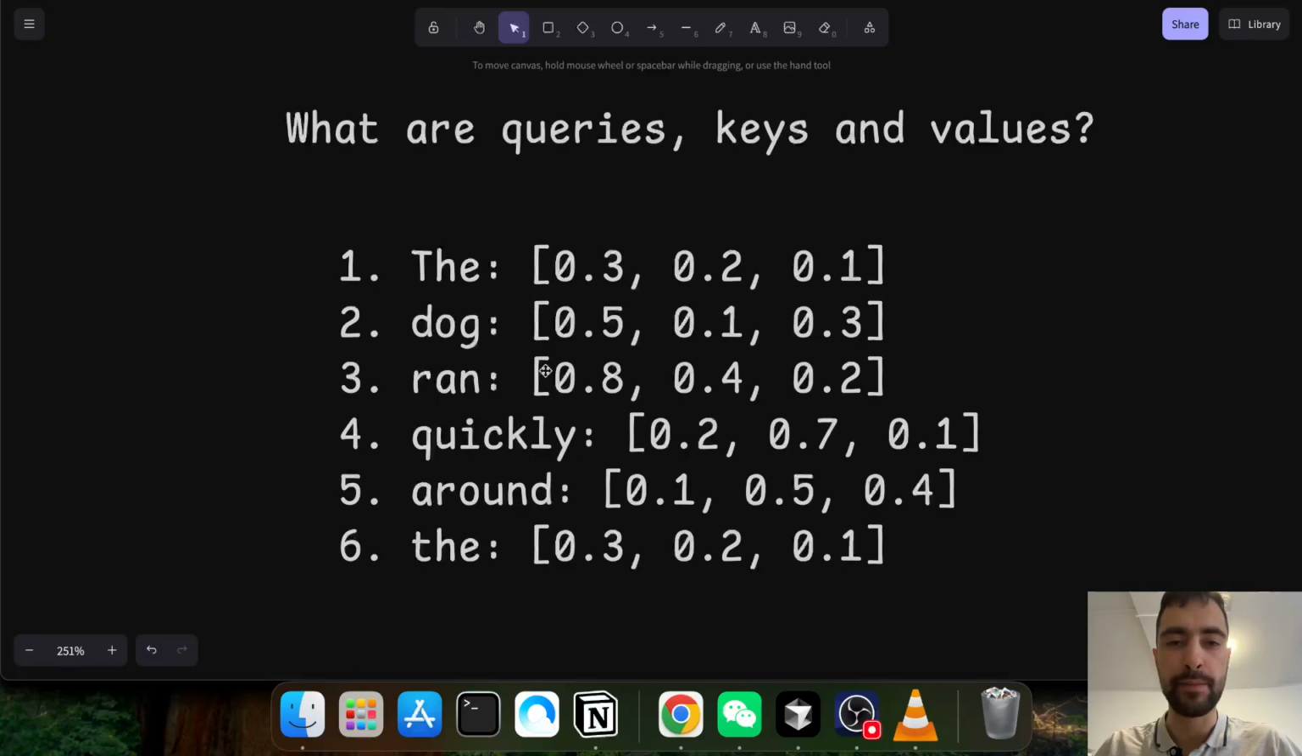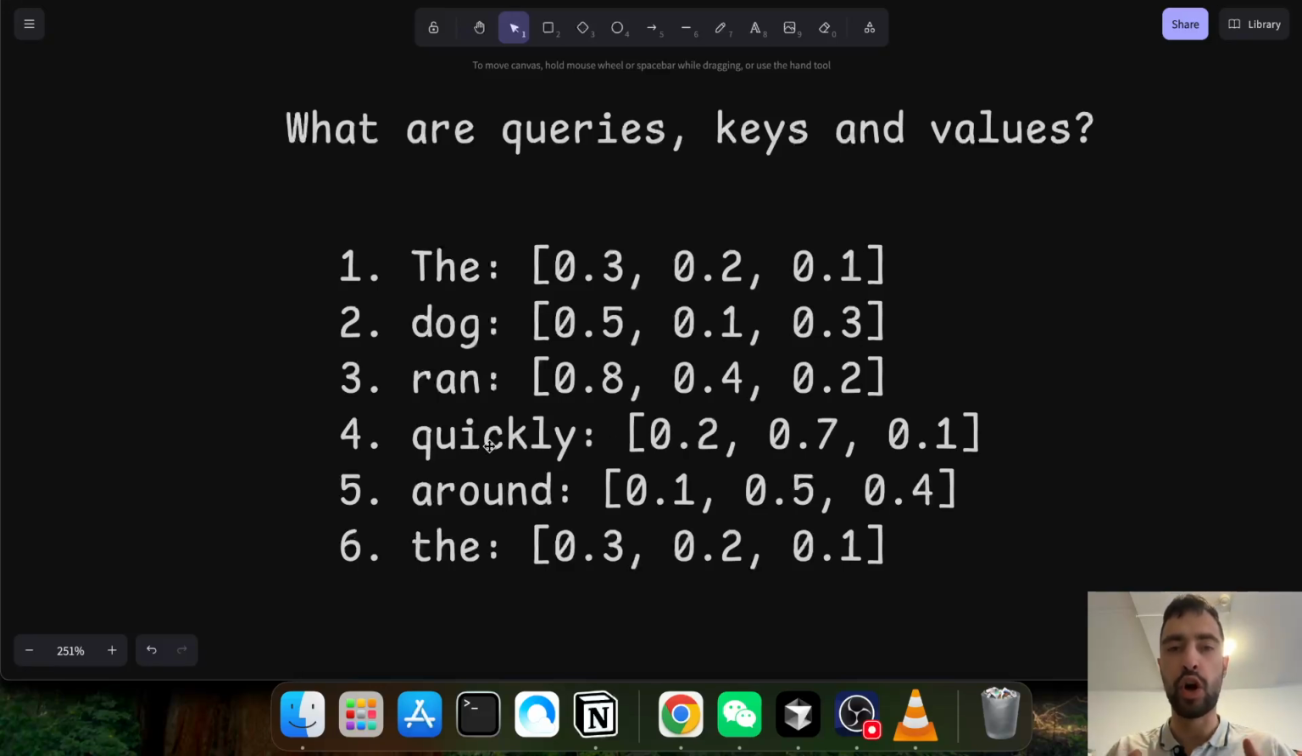Here I have some example to show you what queries, keys, and values are. Let's say we have this sentence, the dog ran quickly around the, and for each we have a token embedding vector. So let's say these are tokens, although they are usually not, but let's just assume. And also in DeepSeek, these embeddings would be 7,000 numbers long, but here we have 3 for this example. Let's say this vector embedding encodes the meaning of this word quickly. But in a language model, we don't want this vector to just encode the meaning of this word quickly.